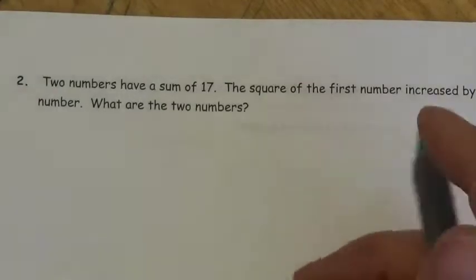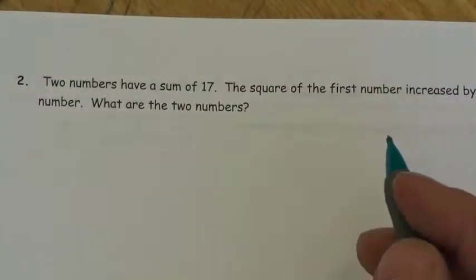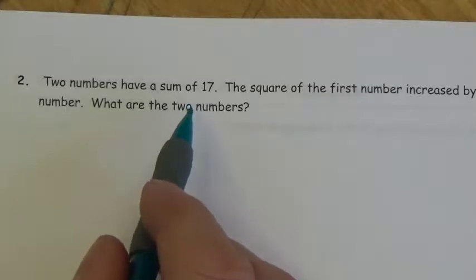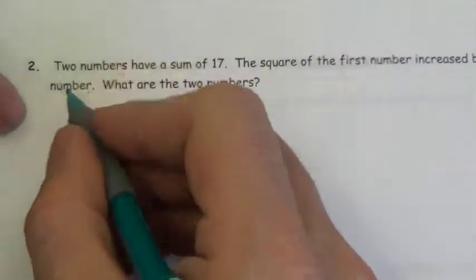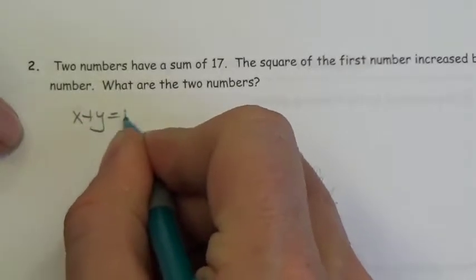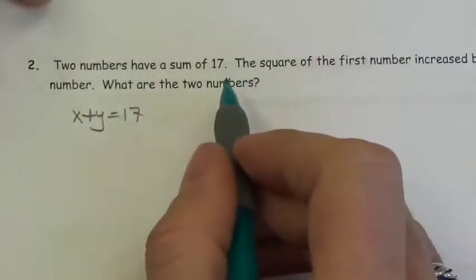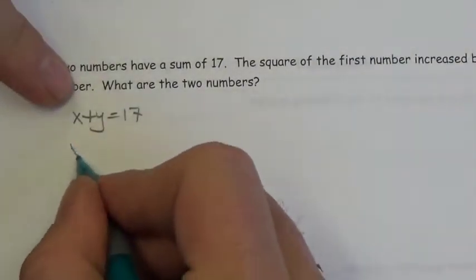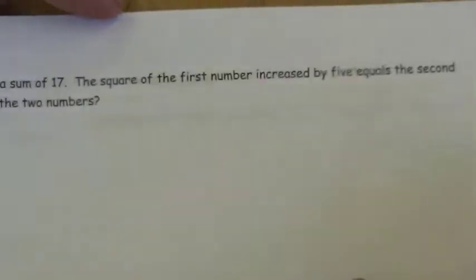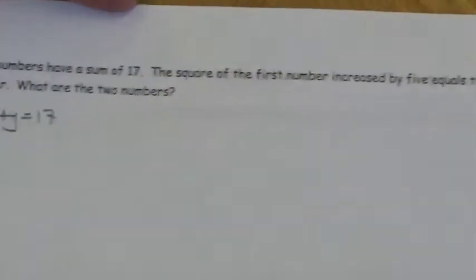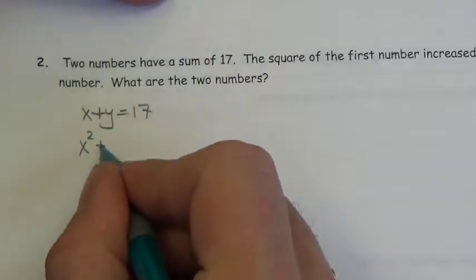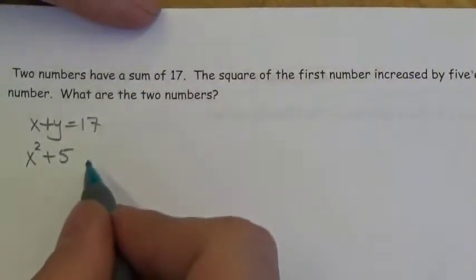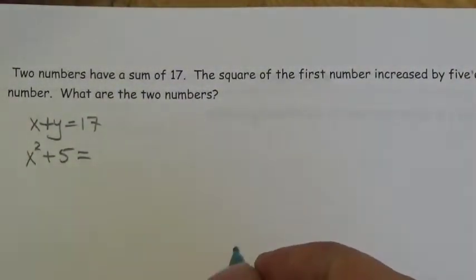All right, just a couple more questions here. This time we're going to look at some word problems, just to show you how this works with word problems. So two numbers have a sum of 17. Now I'm not specifying what those numbers are, so let's just say x plus y is equal to 17. The square of the first number, now I've got to decide which of those is the first number. Let's just say it's x. So the square of the first number increased by 5 means I'm going to add 5 to it. And then the question says equals. Well, what does that mean? That means equals the second number.